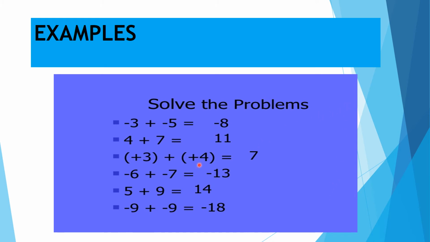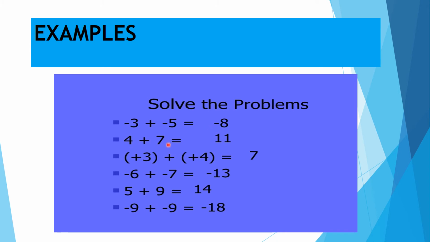Another example, see here few more examples. Now solve these questions. Minus 3 plus minus 5. Now minus 3 minus 5, same sign, same sign means add. So you will add and it will take the sign of the integers. So the integers are having negative sign, minus. So 3 plus 5, 8 and it will take minus sign.